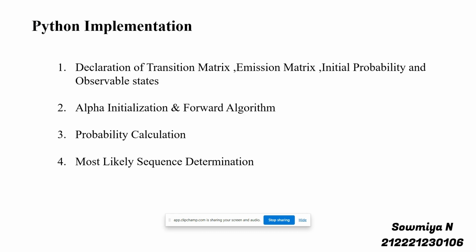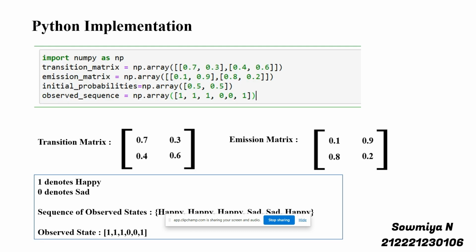In our Python code, initially we will be declaring the transition matrix, emission matrix, initial probability, and the observed sequence of the model, followed by alpha initialization and the forward algorithm. Then we will be calculating the probability of the observed sequence, and then the most likely sequence determination. Here we will be declaring all four variables in matrix form, which is an array, so we will be using NumPy. The transition matrix and the emission matrix are represented in the following ways.